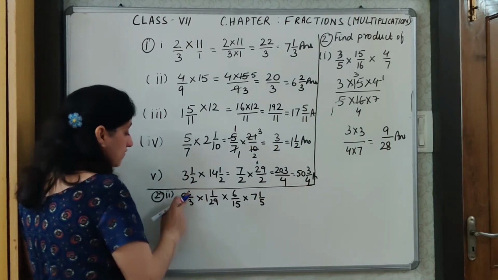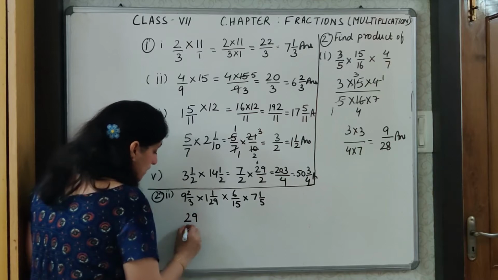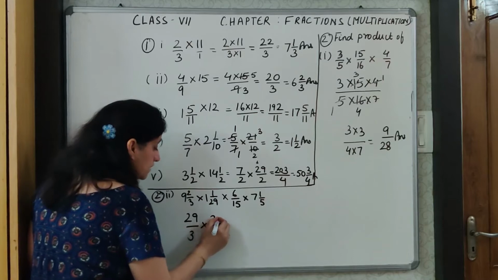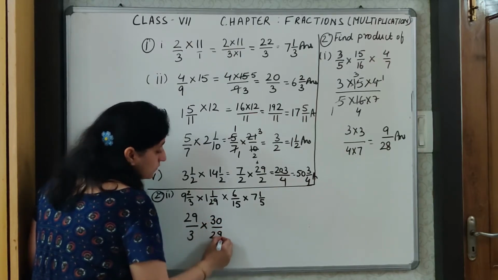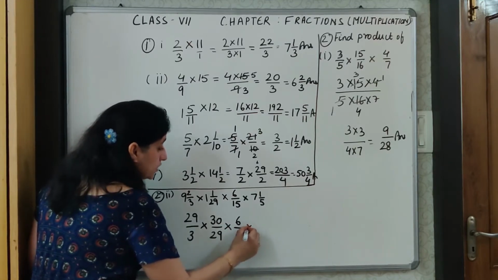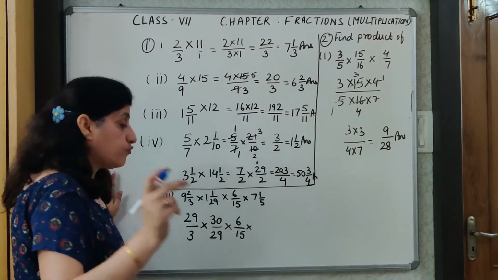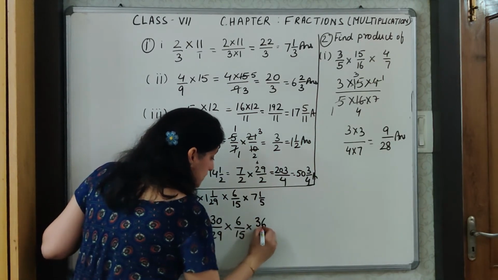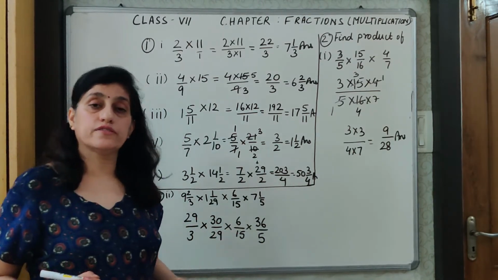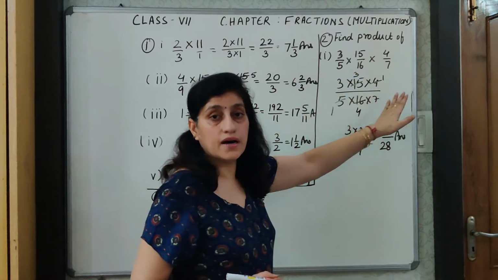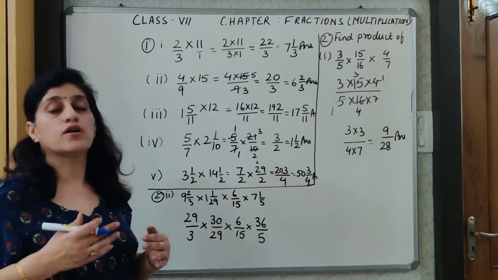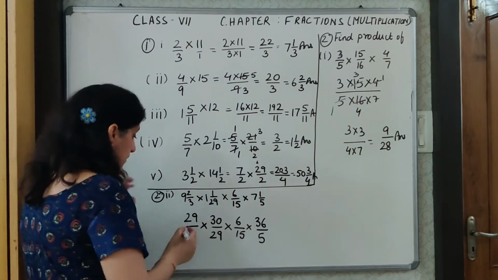9 3s are 27 plus 2, 29 upon 3, into 29 ones are 29 plus 1, 30 upon 29, into. This is a proper fraction. 6 upon 15, into 7 5s are 35 plus 1, 36 upon 5. So this is the conversion. Now the multiplication. We can write all under one bar or we can continue like this. So for this question, I'll continue like this. Whatever you find easy, you can follow that step.